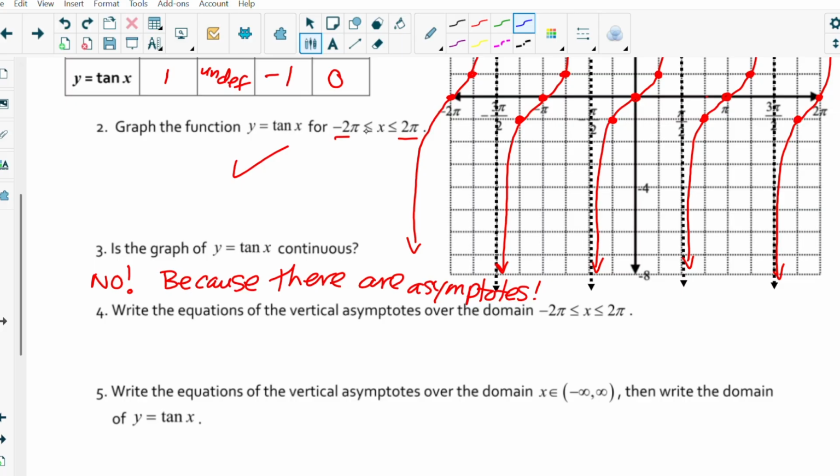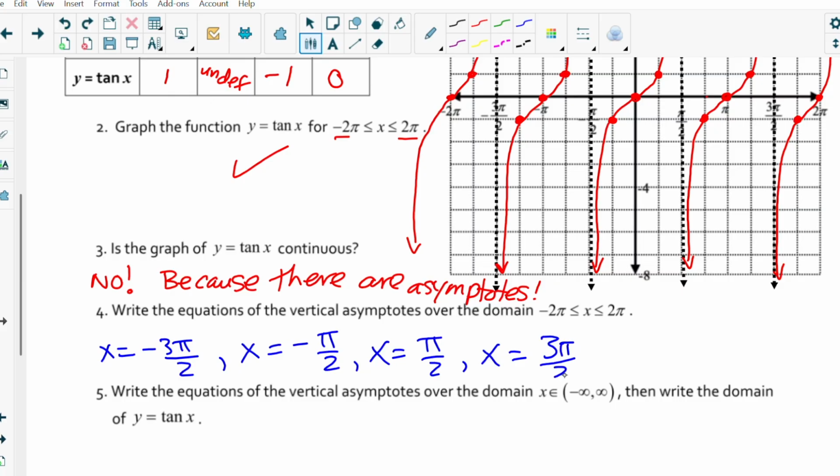So what are my asymptotes? X equals negative 3 pi over 2. X equals negative pi over 2. X equals pi over 2. And x equals 3 pi over 2.